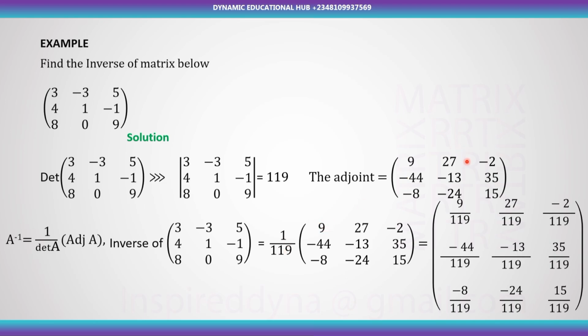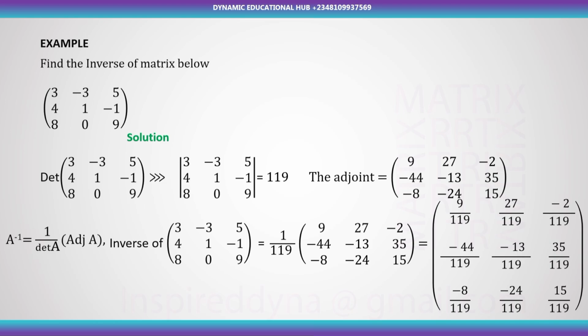This multiplied by 9, you get this. This multiplied by 27, you get this. And this multiplied by minus 2, you get this. This multiplied by minus 44, you get this. This multiplied by minus 13, you get this. And this multiplied by 35, you get this. This multiplied by minus 8 over 119, you get this. This multiplied by minus 8, you get this.